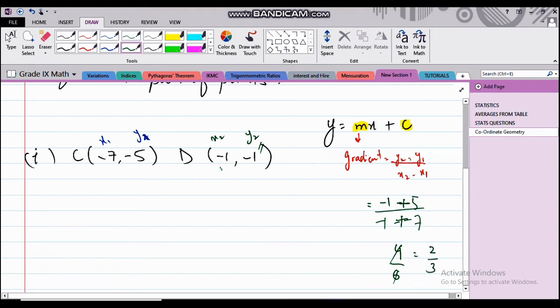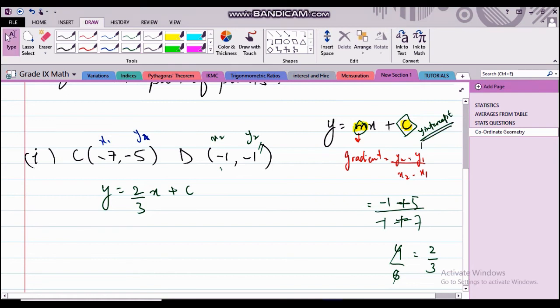So I have taken out my m, and in place of m I can write the value, 2 over 3 x plus c. So half the work is done. Now only c remains. What is c? C is the y-intercept. That means the point at which the line crosses the y-axis is your y-intercept. Now how can you find this y-intercept?